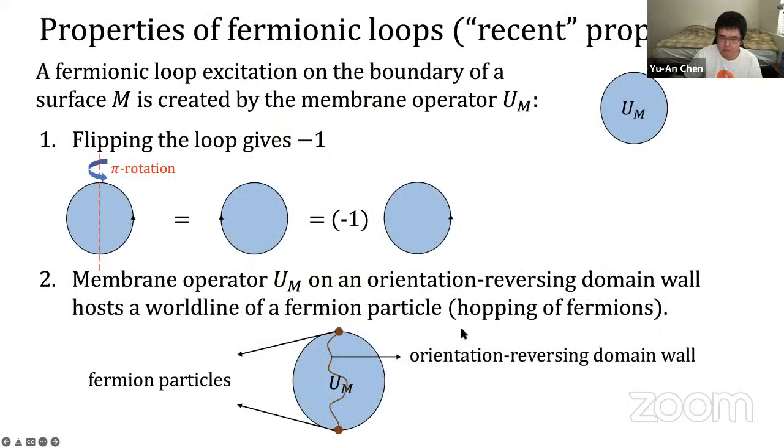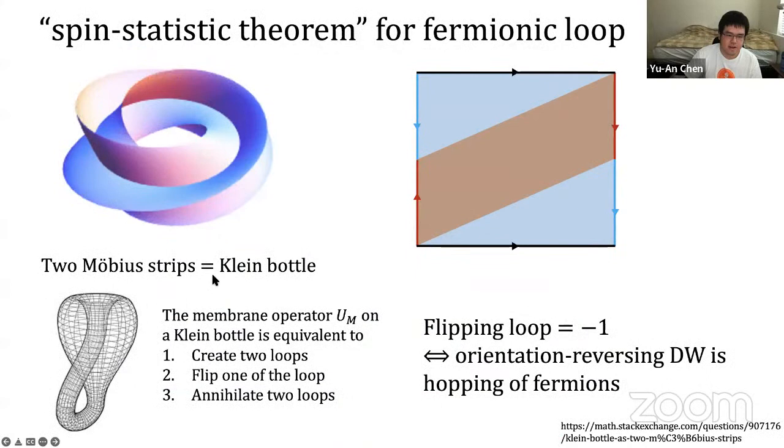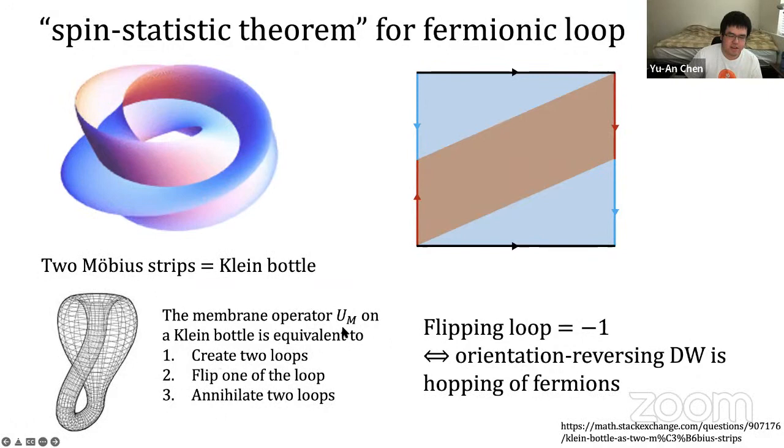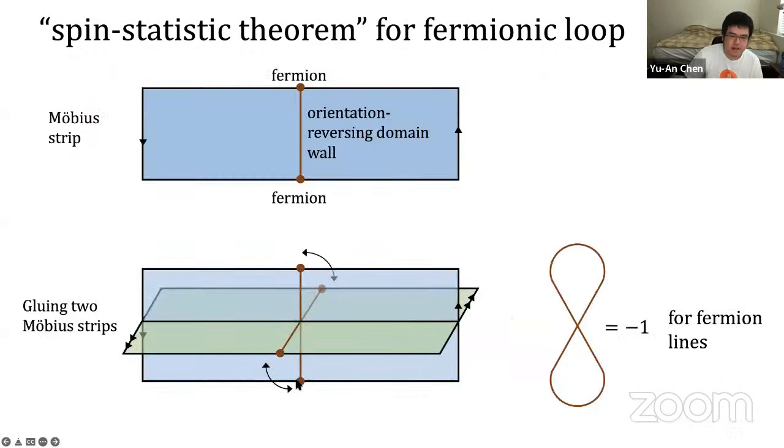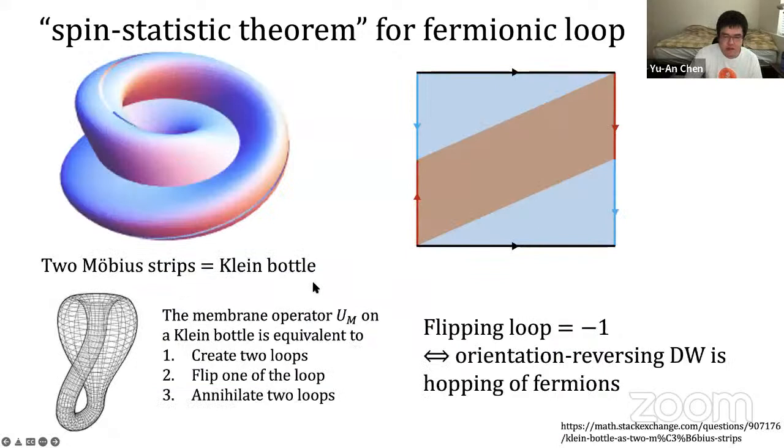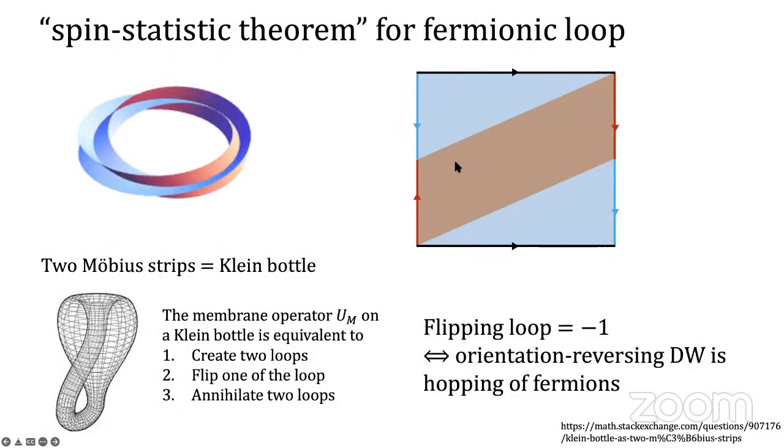So they imply each other. If this charge is a fermion, the flipping of a loop must give minus one. Based on this argument, we have two different views of the Klein bottle. One is this space-time process of creating two loops and flipping one of them. The other is to view the Klein bottle as the gluing of two Mobius trees, where the Mobius trees carry some fermion moving. Typo, just make sure the typo is the arrow on the left. The blue should be up, right? Yeah, the blue should be up. Sorry, my bad.